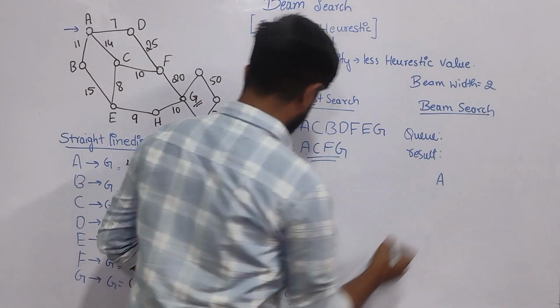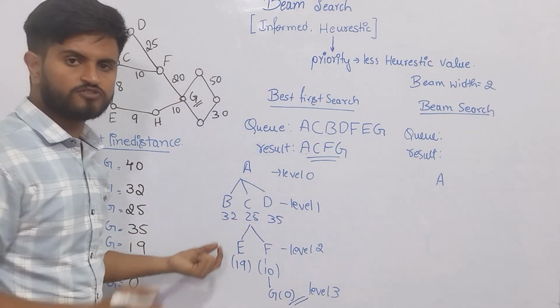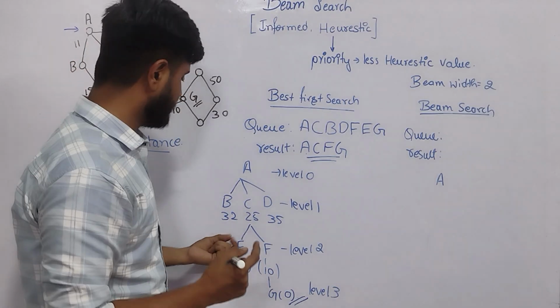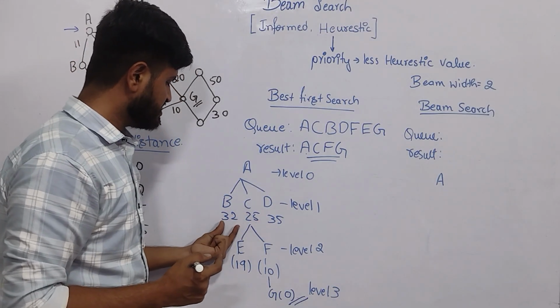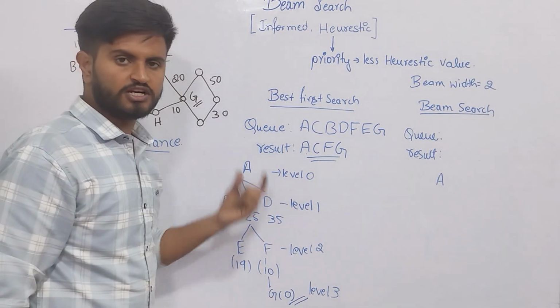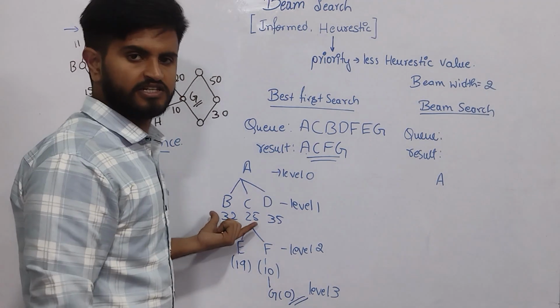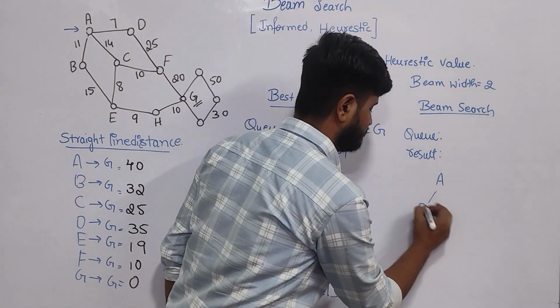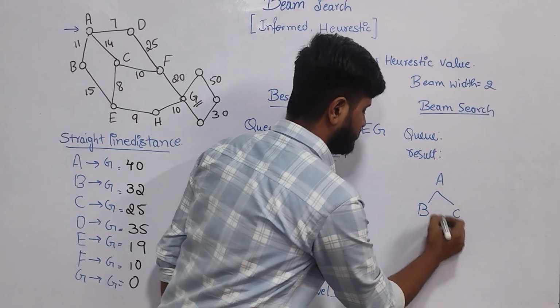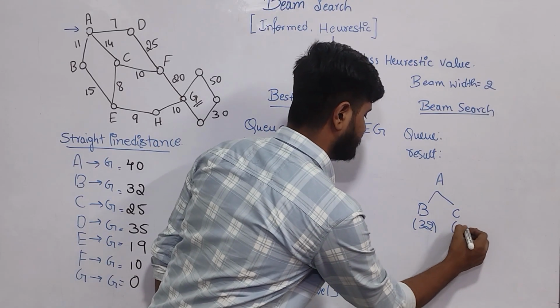So we will be having the best condition, less heuristic value. From A, you can move to B, C or D. You will be choosing the paths with the least heuristic value. C is having 25, B is having 32, D is having 35. Among these three, which are the two smaller values? 25 and 32. So B and C will be selected. The heuristic value of B is 32 and C is 25.